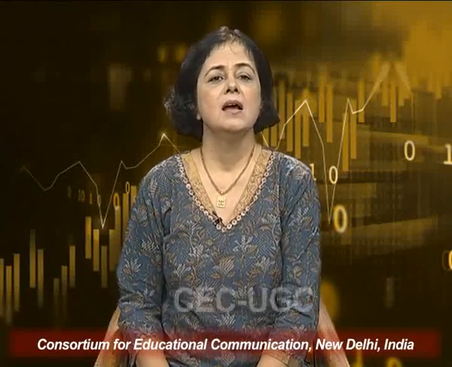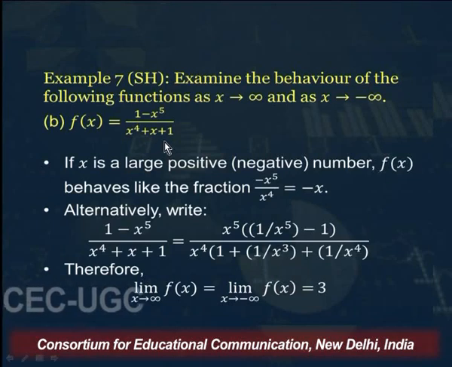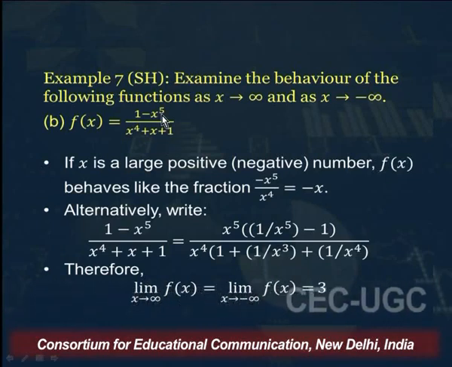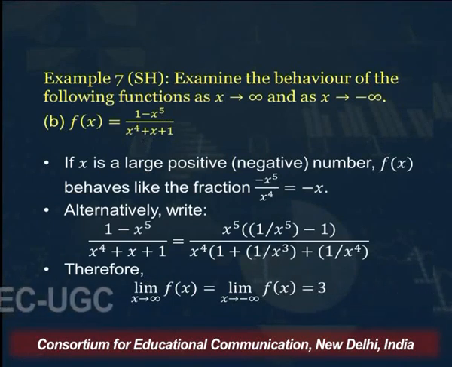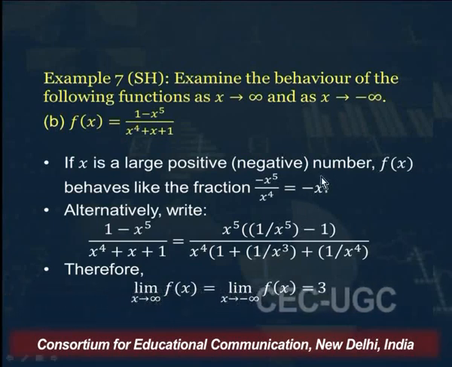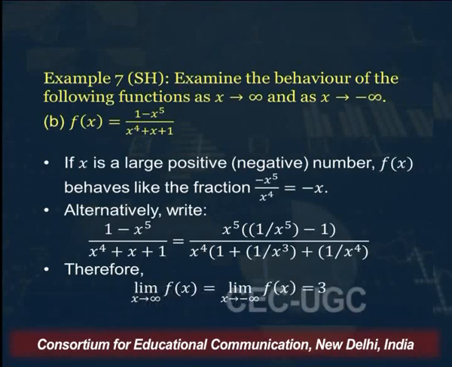Similarly, this is the last example for today's lecture. If I take this function, 1 minus x to the 5 divided by x to the 4 plus x plus 1, here also intuitively you can see it's minus x to the power 5 which will dominate in the numerator. It's x to the power 4 which will dominate in the denominator as x tends to any large positive or negative number, and therefore in the limit you will be approaching minus x, so that as x approaches infinity the function will tend to minus infinity. As x approaches minus infinity the function will tend to infinity.